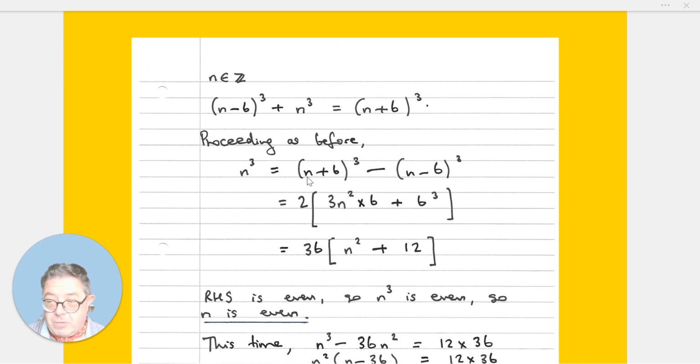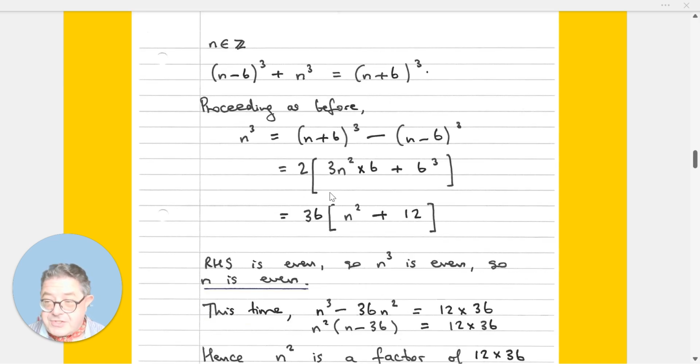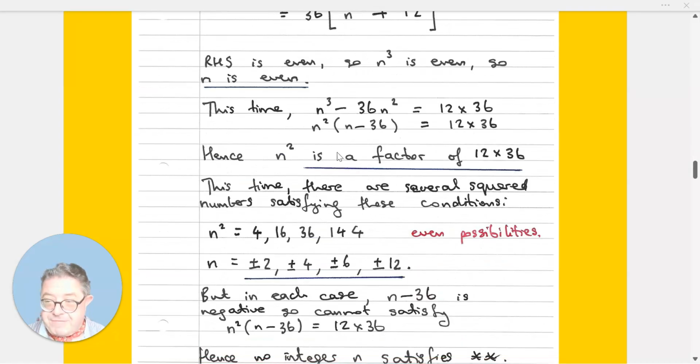Rearrange that: n cubed equals n plus 6 cubed, minus n minus 6 cubed, and just as before, that expands and cancels, giving us 2 times 3n squared times 6, add 6 cubed, which is also 36 times n squared plus 12. Now the right hand side is evidently even, the 2 at the front makes that clear. n cubed is even, therefore n is even. What else can we say? Just as before, let's take the 36n squared to the left. So we have n cubed minus 36 n squared equals 12 times 36.